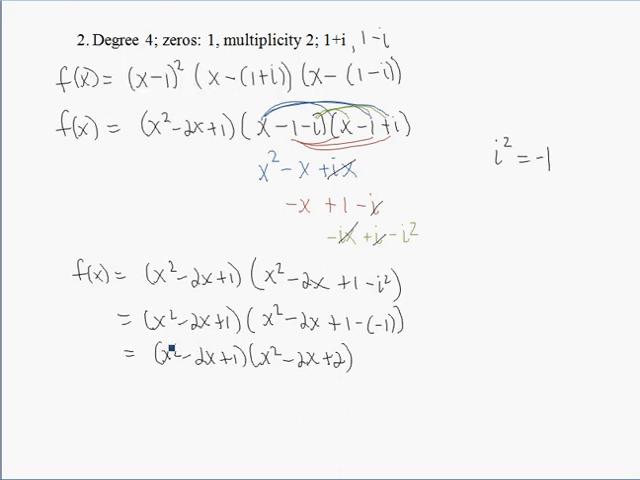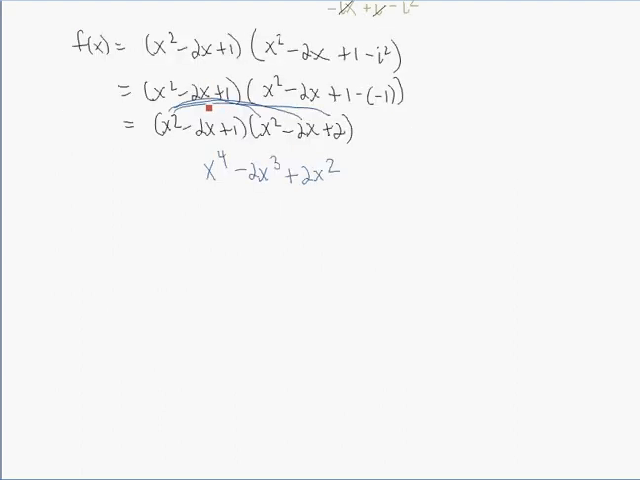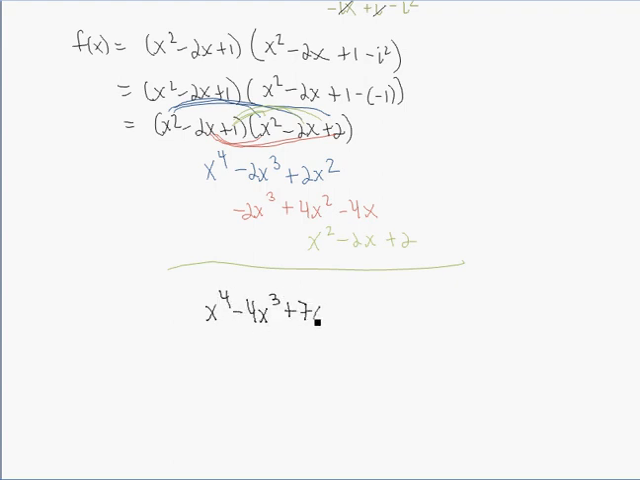So let's start that off. You multiply x squared times each one of these three terms. And then -2, multiply that by each one of those terms. And finally multiply 1 by these three terms. So that's x squared minus 2x plus 2. So I now want to collect like terms. x to the fourth minus 4x cubed plus 7x squared minus 6x plus 2. And that's the correct answer.